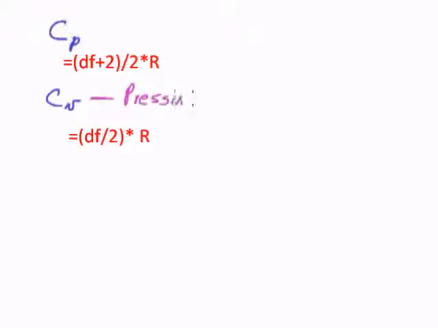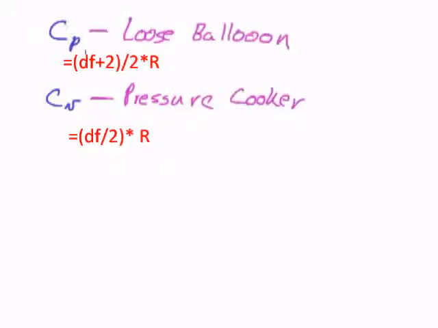Now, for the question I wanted to answer, which one of these is greater, C sub P or C sub V? So remember, this one's like the pressure cooker, while C sub P is more like a loose balloon. It's exposed to the atmosphere. In fact, I think a lot of times they use hot air balloons in their examples for C sub P, because in that particular case, the bottom of it is being heated directly, and the bottom of it is open and exposed to the atmosphere. Pressure cooker is completely sealed, airtight.